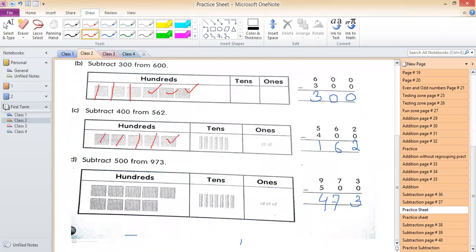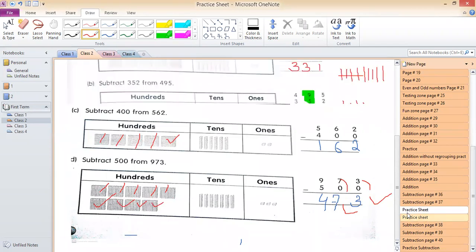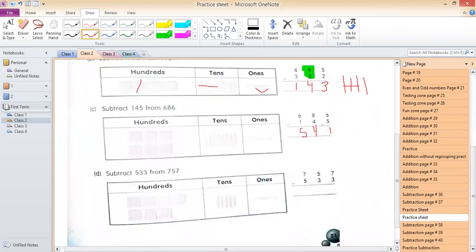Here, for the D question, 3 minus 0 is 3, 7 minus 0 is 7, and 9 minus 5. Out of 9, if you cut 5, 1, 2, 3, 4, and 5, you will have only 1, 2, 3, and 4. 4 left. So this is 472. We did the same in practice sheet 2.